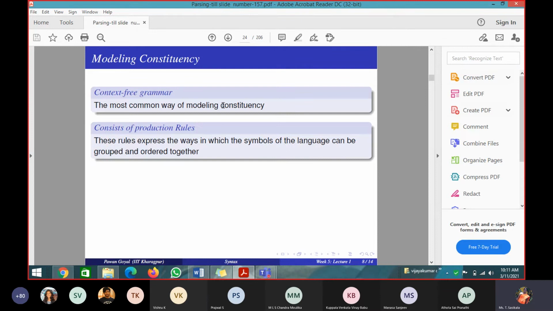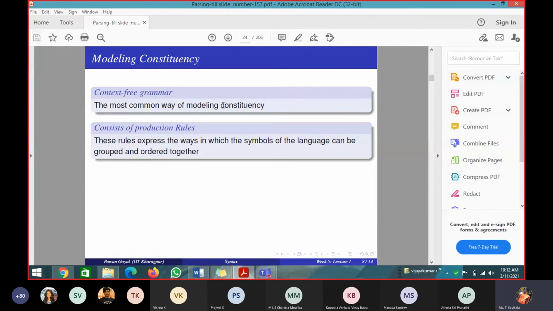So CFG is the context-free grammar, and we have some production rules in it. What are production rules? These rules are used to express the ways in which the symbols of the language can be grouped or ordered together. A terminal can be followed by a non-terminal, like that. Which symbols are grouped together can be represented by production rules. We call those rules production rules.